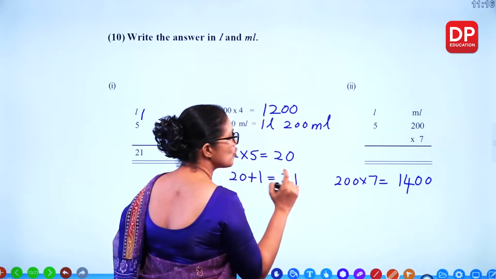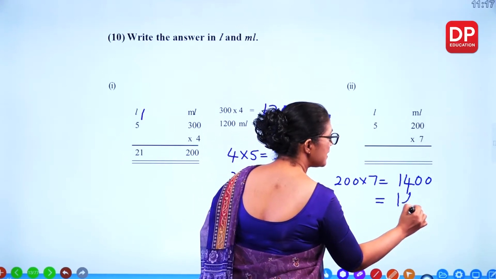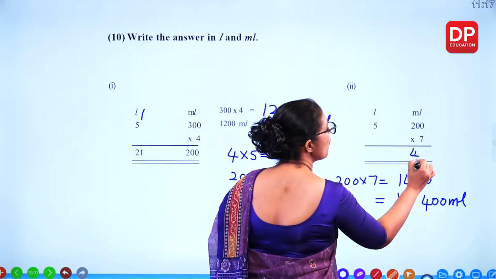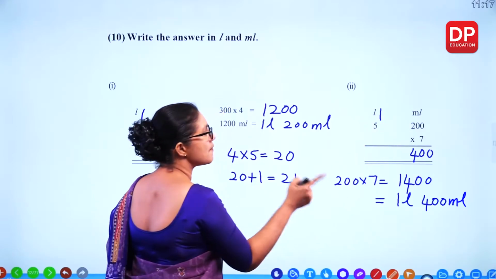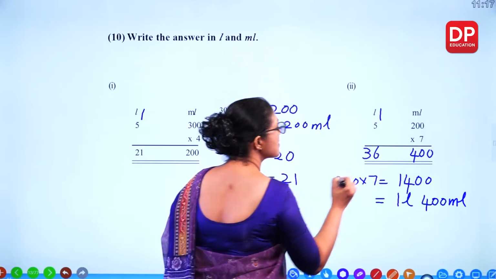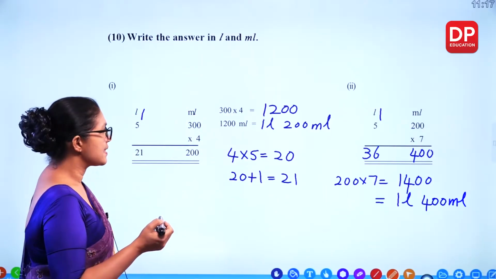1400. So split that into liters and milliliters. 1 liter and 400 milliliters. So you write 400 here and take 1. 7 times 5, 35 plus 1, 36. So 36 liters and 400 milliliters.